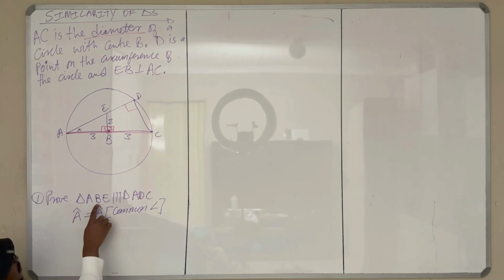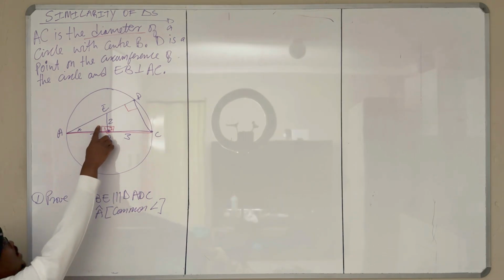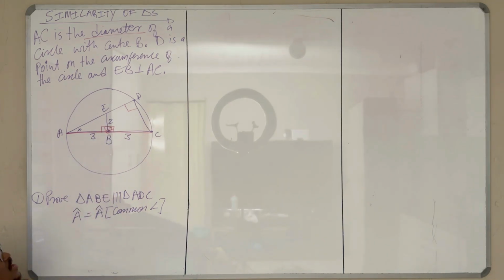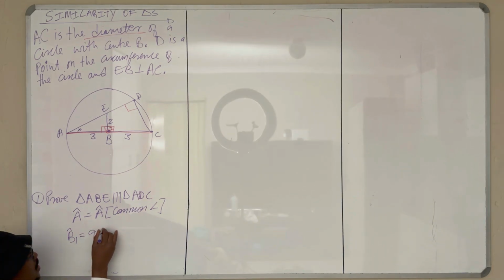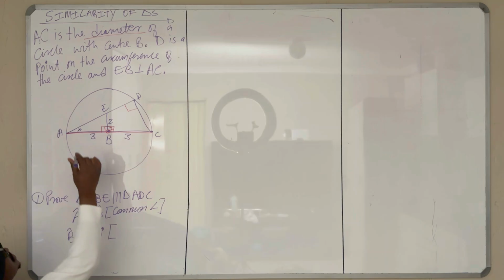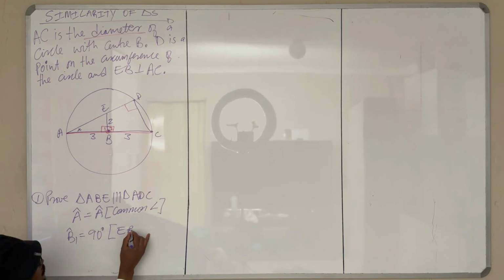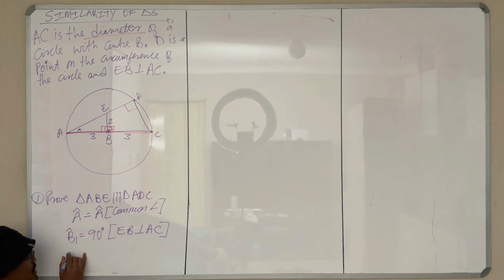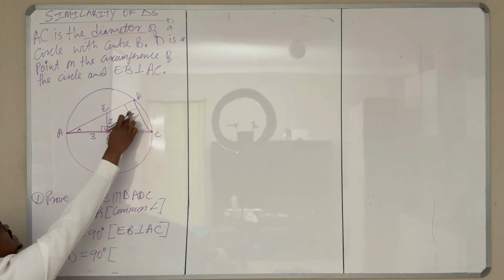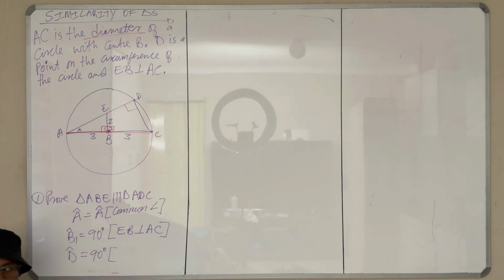Now next, can we show that B is equal to D? Yes, B1 and D are equal. Because B1 is equal to 90 degrees, because we're told in the statement that EB is perpendicular to AC. And your angle D is equal to 90 degrees. Why? Because D is subtended by a diameter, so this is an angle in a semicircle.